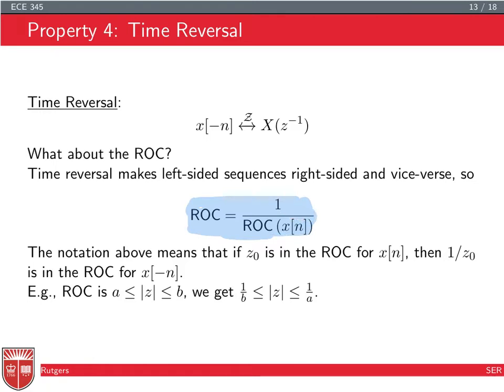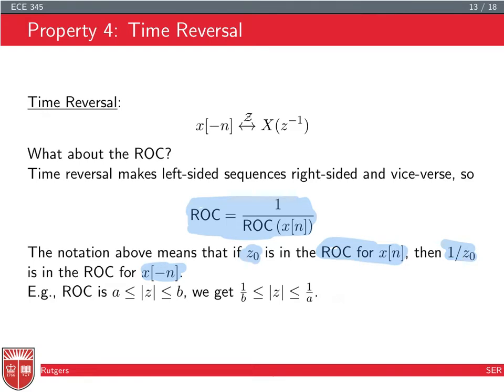This means that if z0 is in the ROC of x of n, then 1 over z0 must be in the ROC of x of minus n. In some sense, in the equation of the ROC, you just replace z by 1 over z. That's what it's saying. So if you have a left-sided sequence, it's going to become right-sided. If the ROC is double-sided, so the norm of z is between a and b, then the ROC of the time reverse signal is the norm of z between 1 over b and 1 over a.